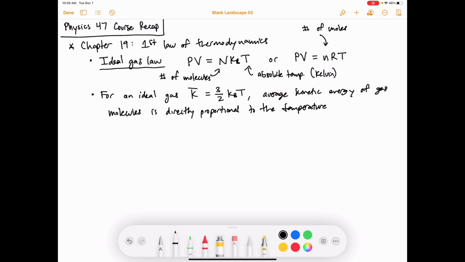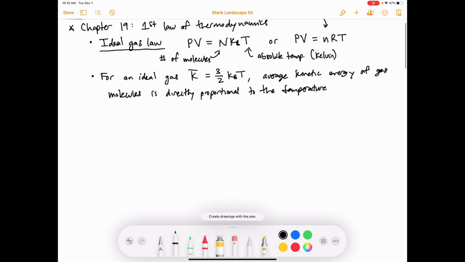In other words, this gives us an interpretation of what temperature is on a microscopic level. If you have an object that is very hot, that just means the molecules have more kinetic energy. They're moving faster. And if it's colder, the molecules are moving more slowly. They have lower kinetic energy on average. So that's really what temperature is at a microscopic level.